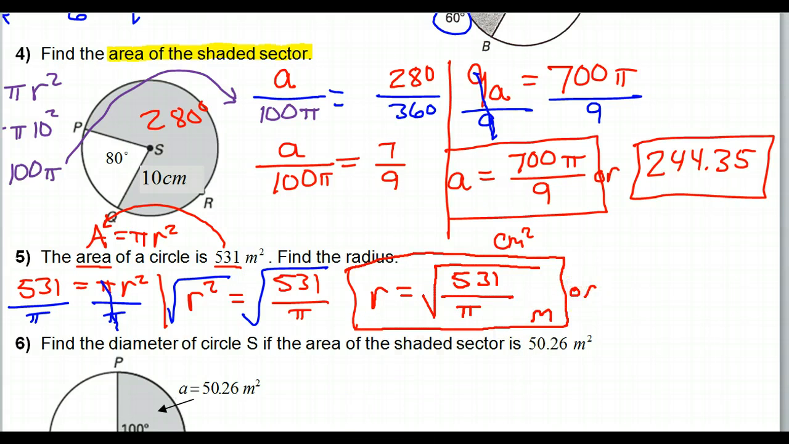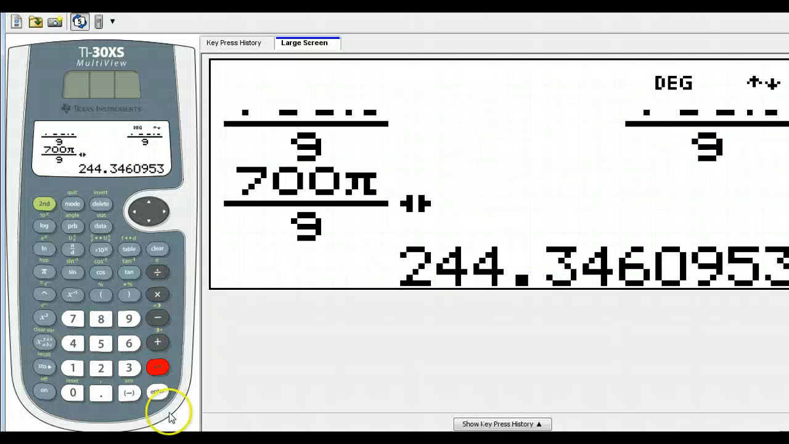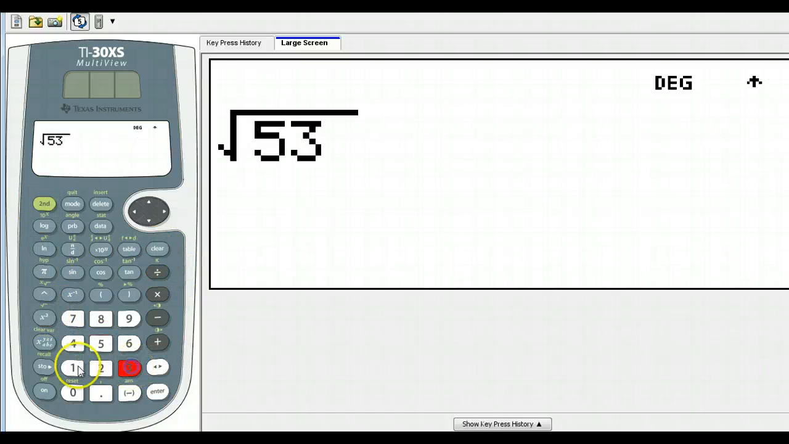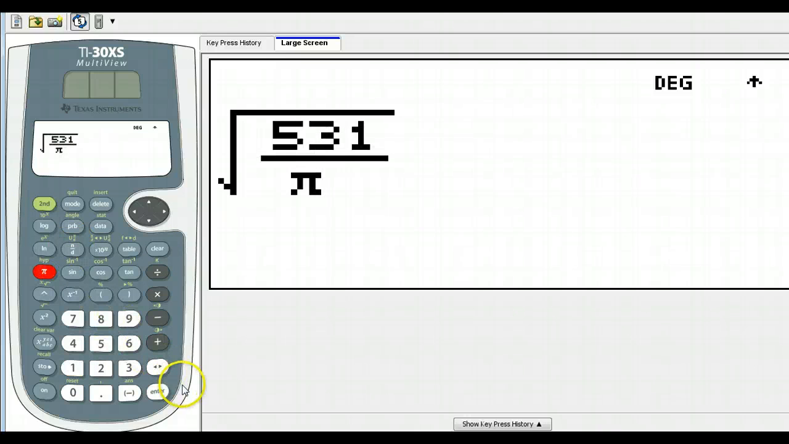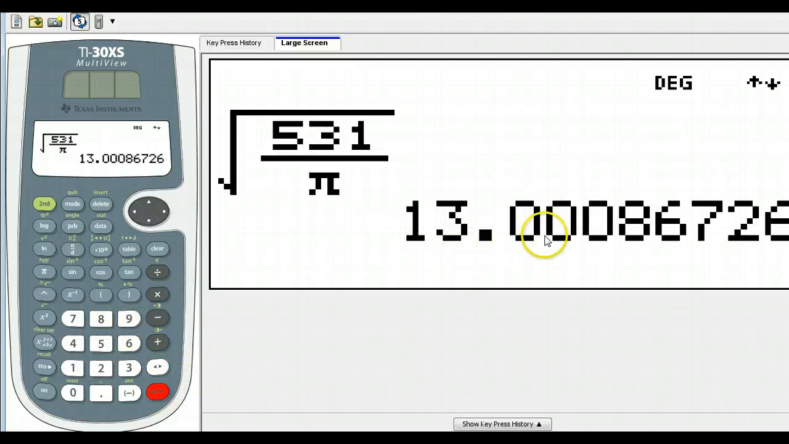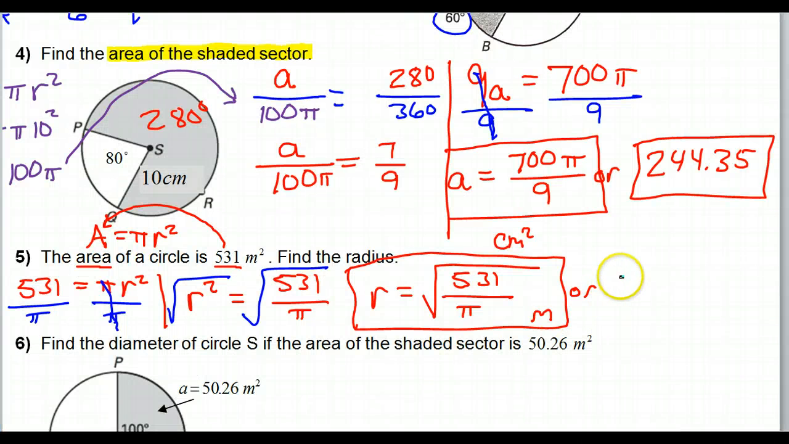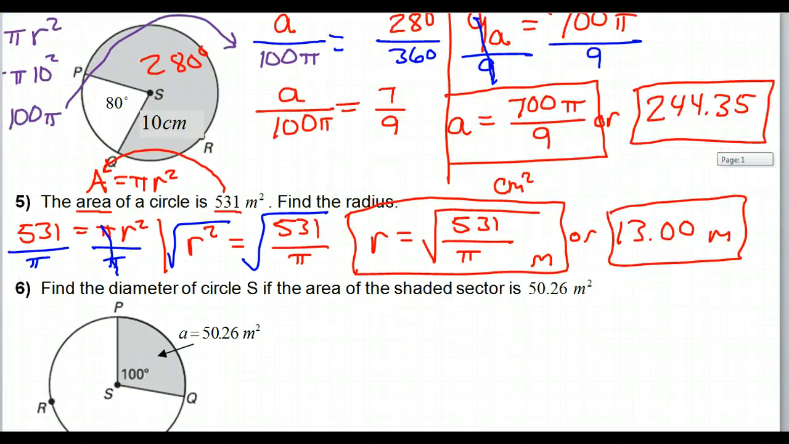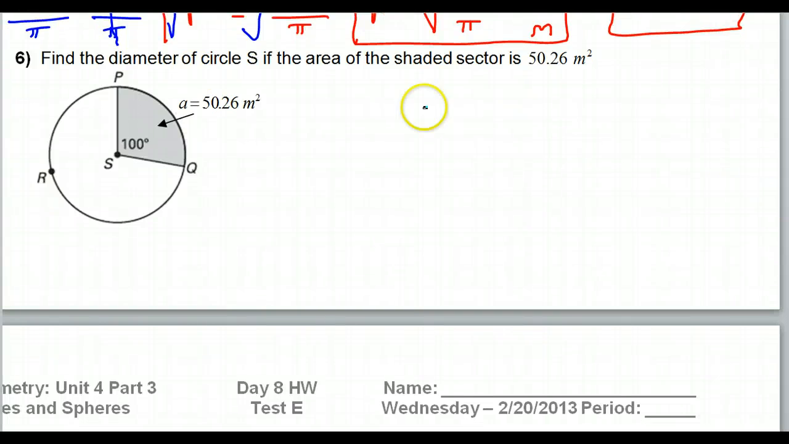Or you could convert this to a decimal, square root of 531 over pi. As a decimal, that's 13.000, well, 001. So that would round to 13.00 meters. Okay, so I would accept either one of these if this were a test, exact or decimal. Alright, how about number 6?